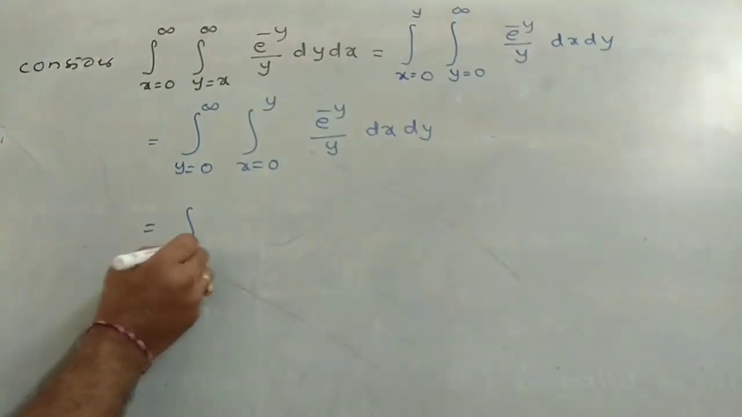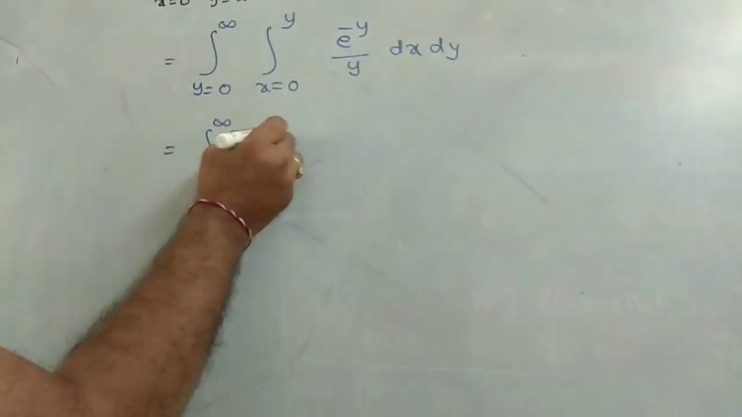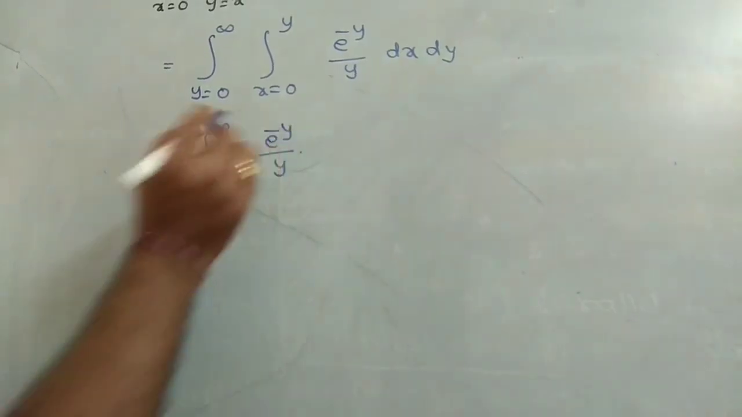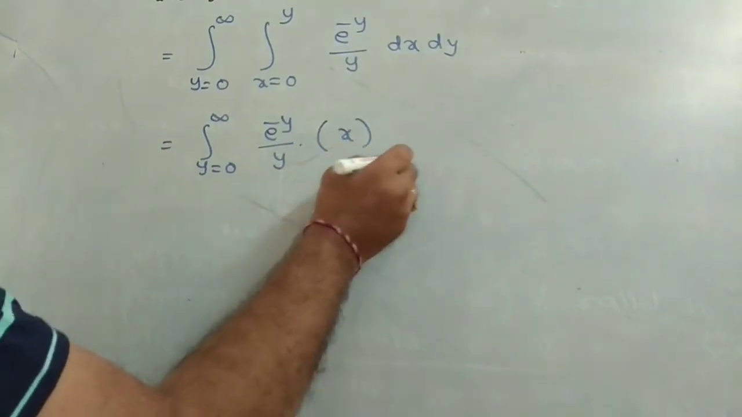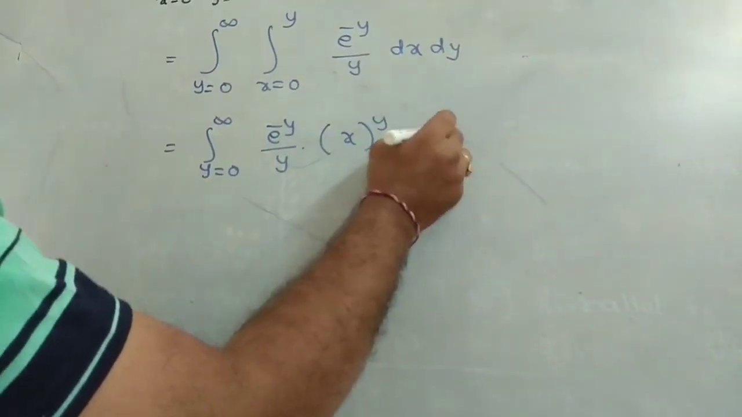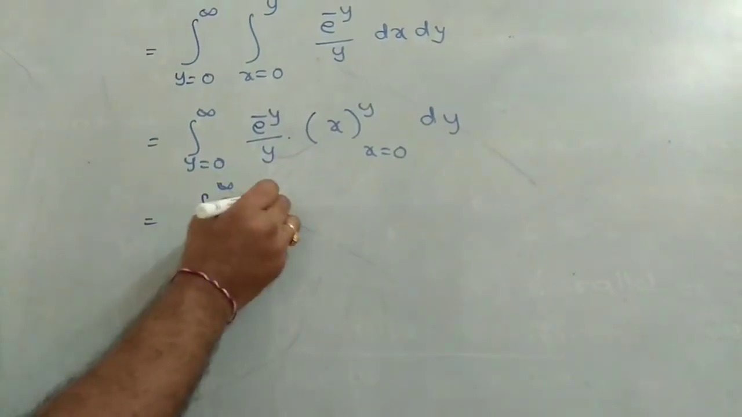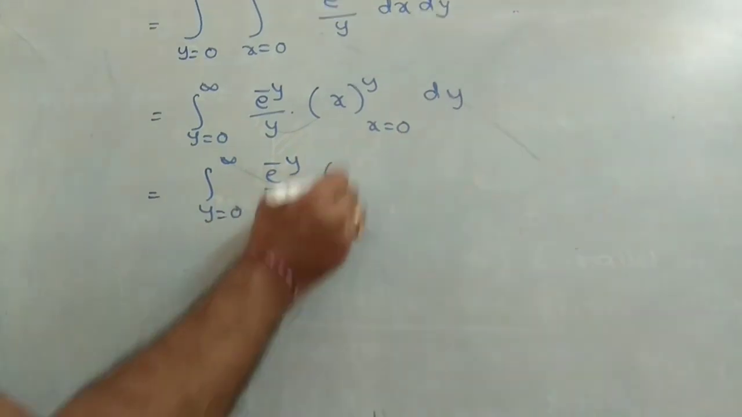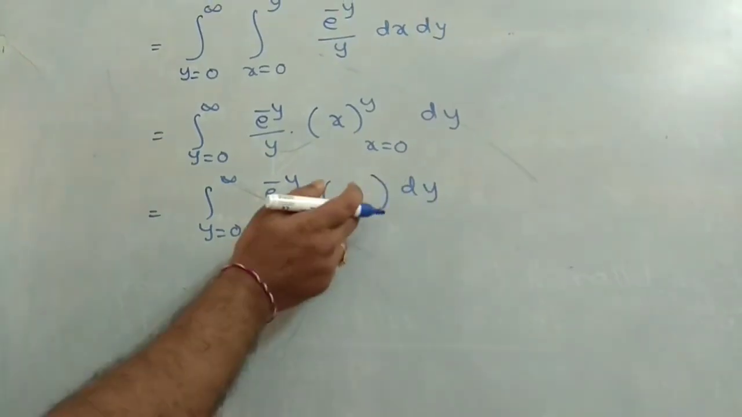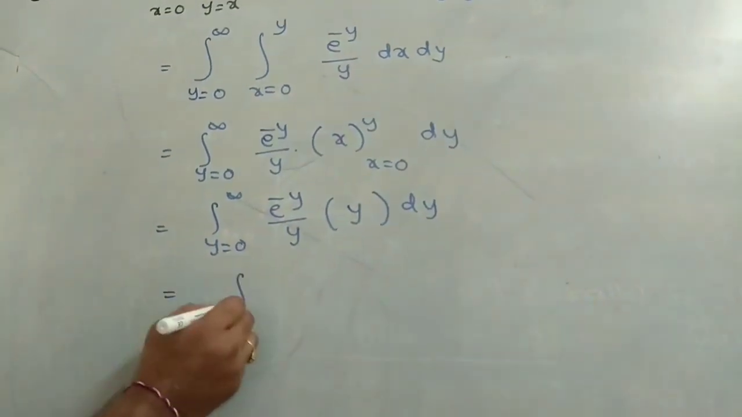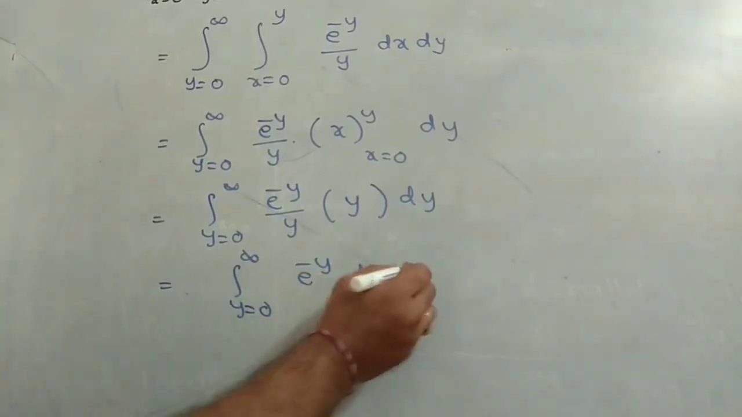Now the first integral you keep as it is, 0 to infinity. Now you are integrating with respect to x. So e power minus y divided by y is a constant term. Integral of 1 is nothing but x. You write down x limits 0 to y. Still we have dy here. So it is y equal to 0 to infinity, e power minus y by y. Substitute your upper limit y and lower limit 0, with dy. So y is cancelled. We have only the integral from y equal to 0 to infinity of e power minus y dy.